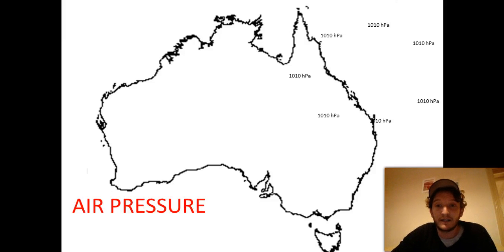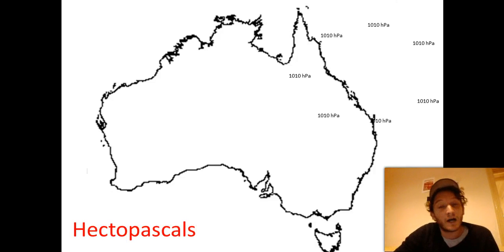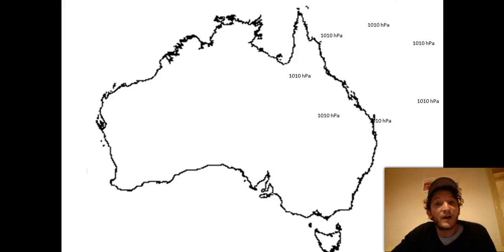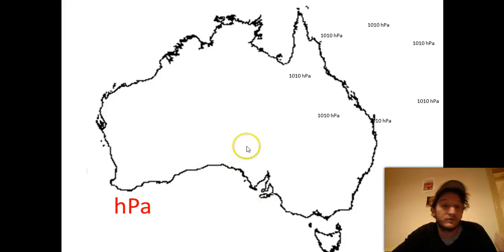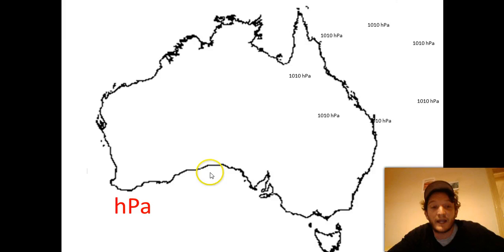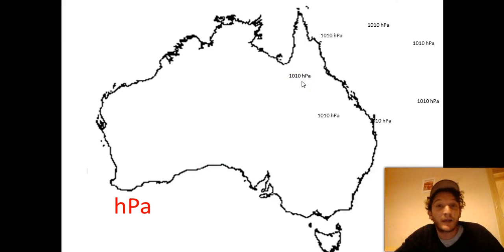Now air pressure is about the weight of the air or how dense the air is in a particular place. We measure air pressure in what we call hectopascals, the same way that we measure distance in kilometers or we measure liquid in milliliters. Now, in the same way that we abbreviate kilometers to km or milliliters to ml, we abbreviate hectopascals to a shortening as well, hPa. Notice that, lowercase h, uppercase P, lowercase a.